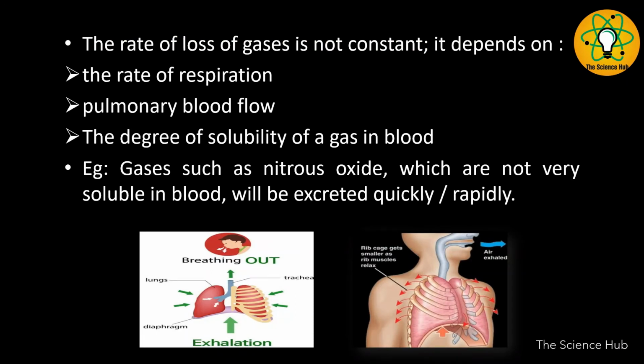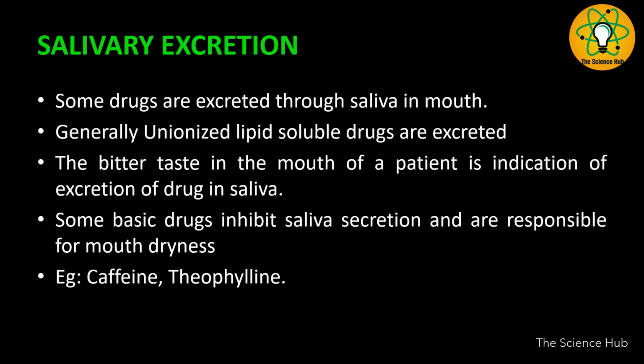The rate of loss of gases is not constant. It depends upon the rate of respiration, pulmonary blood flow, and the degree of solubility of a gas in blood. For example, gases such as nitrous oxide, which are not very soluble in blood, will be excreted quickly and rapidly.